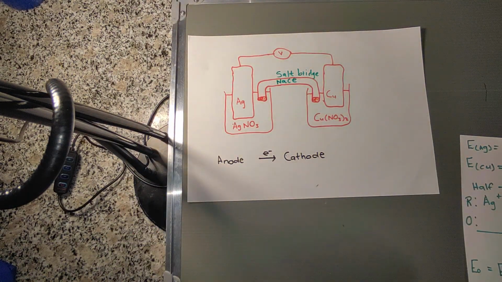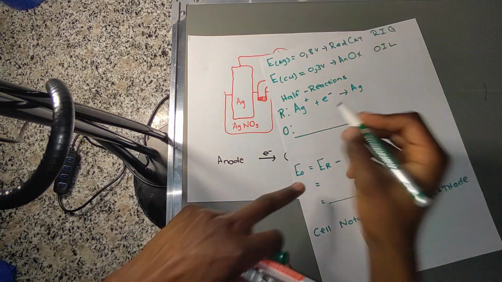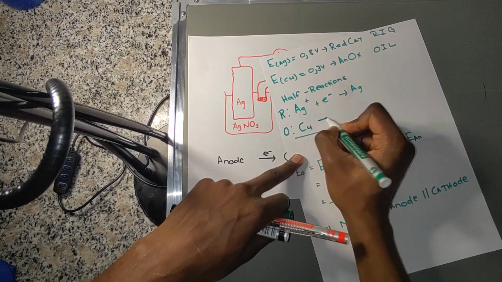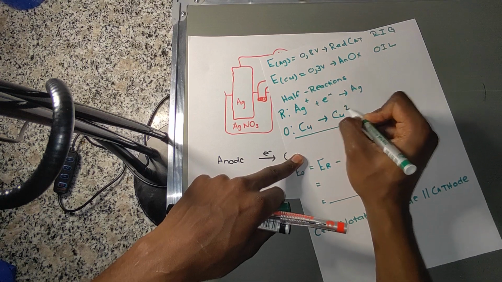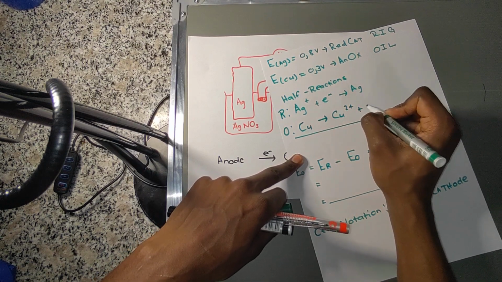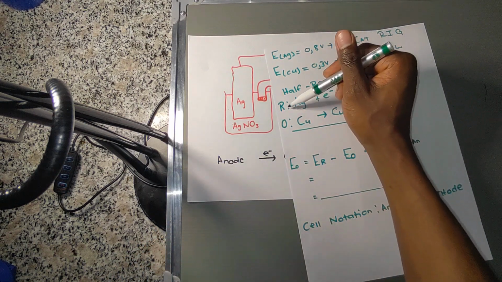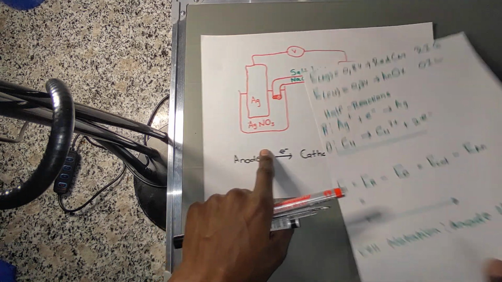So now we're going to write down the reverse reaction. So the reverse reaction for copper is simply copper producing Cu2+, as we said we're going to take, and then 2 electrons. Now this is our reduction half reaction and oxidation half reaction for whatever is happening here.